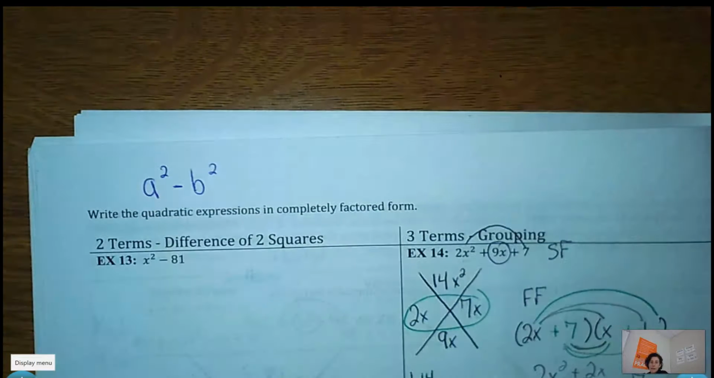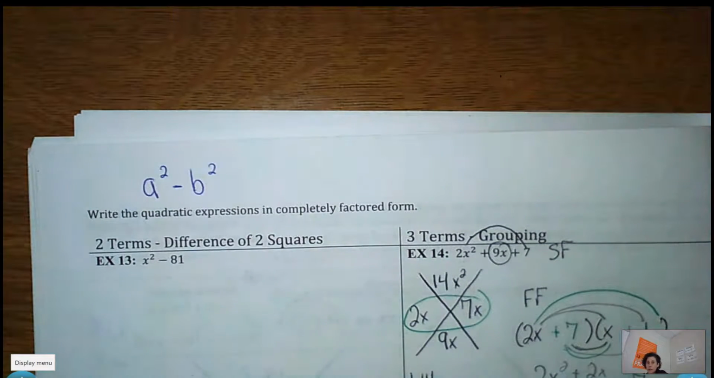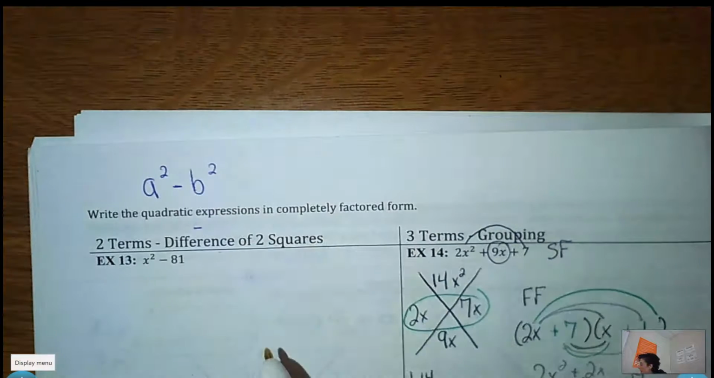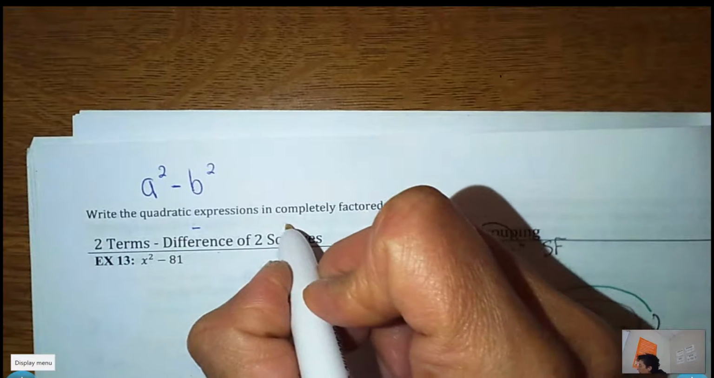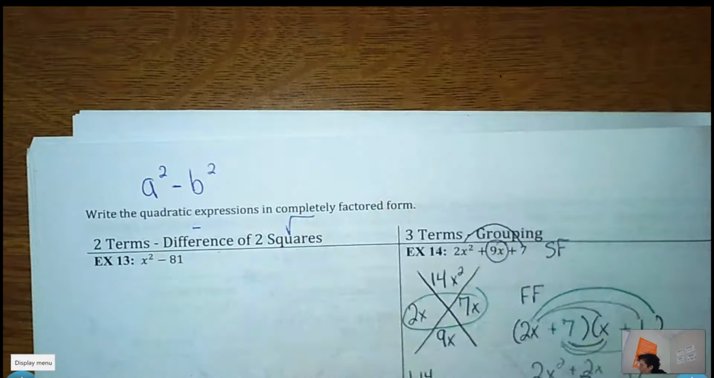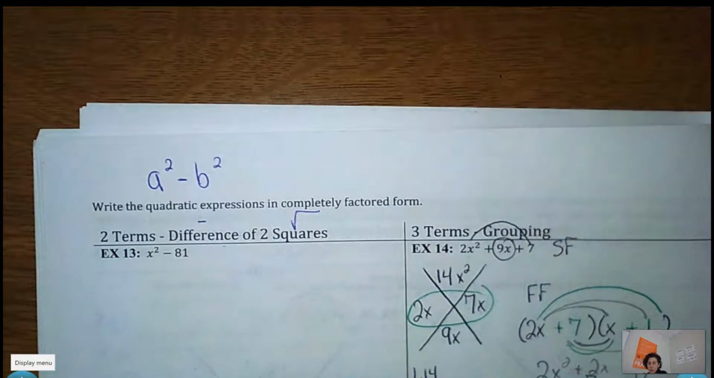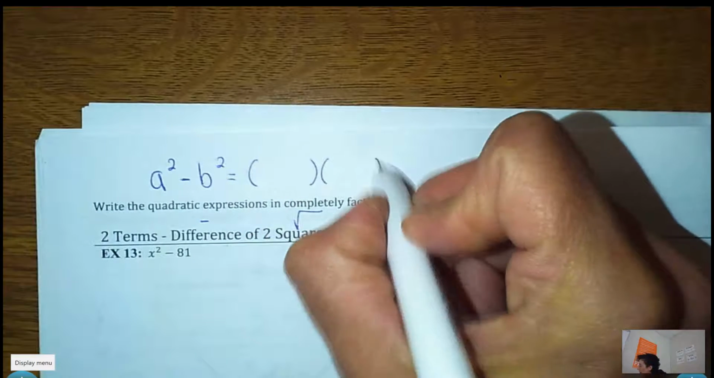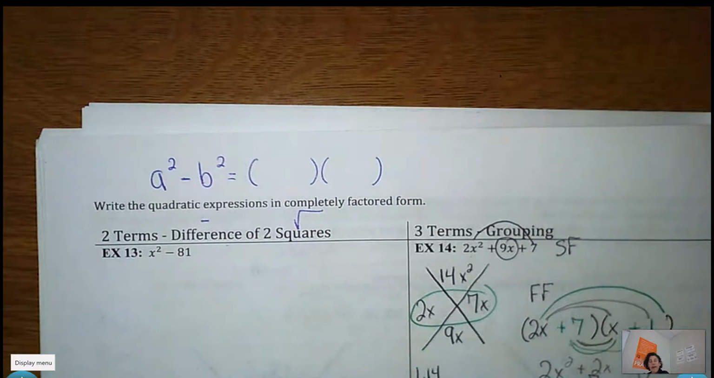The reason why it gets its name difference of two squares is because difference is the subtraction sign that you see here, and the squares because the terms have a nice perfect square root. And once you figure out those square roots, they can help you quickly fill in your factors or your neighbors.